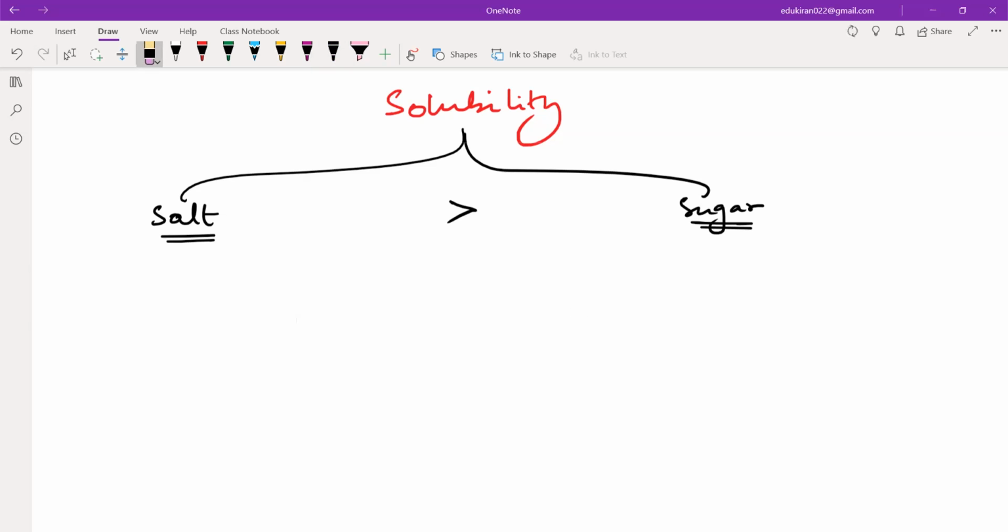Now, this is known as solubility. That means the amount of substance, amount of solute or substance that can be dissolved in a fixed amount of solvent, right? So in this case, we will say that salt is more soluble than sugar.